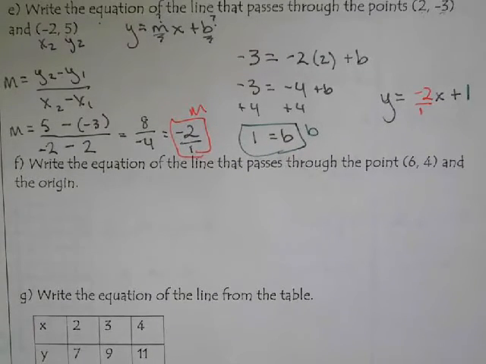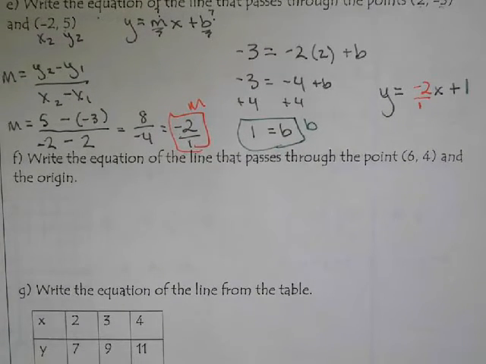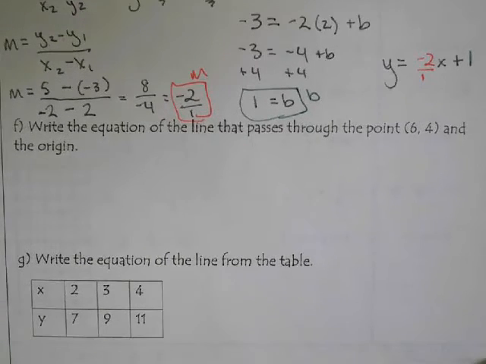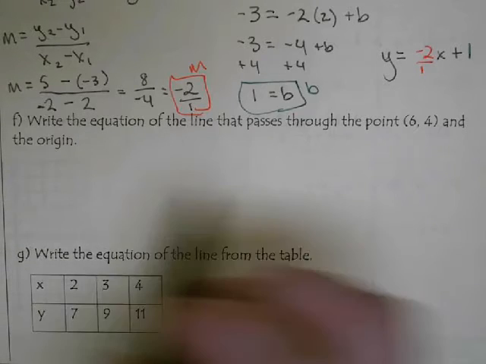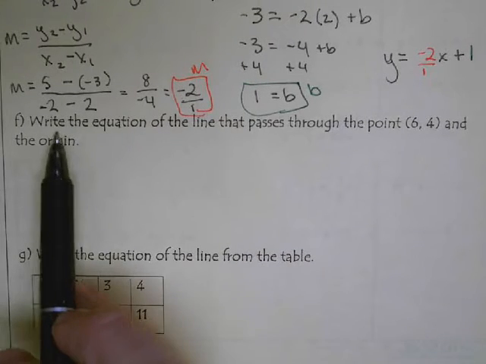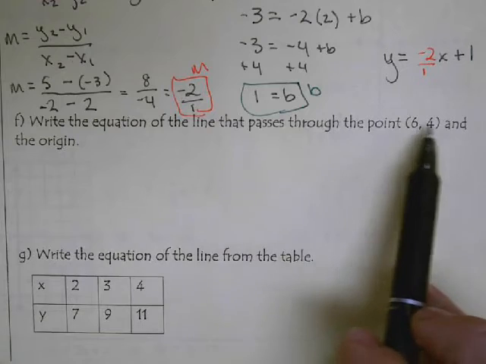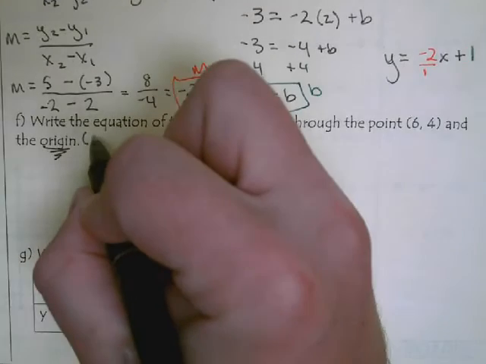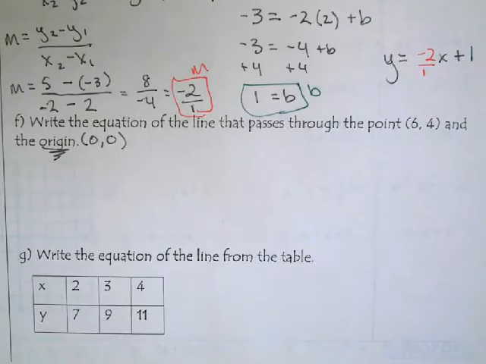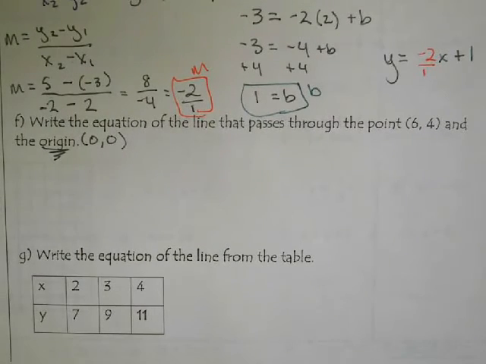Okay, so right here, I'd like you to pause. Please try F on your own, and then we'll be done with our notes. Quick note. When you read this, write the equation of a line that passes through the point 6, 4, and the origin. The origin is a word we'll need to know, and that implies that we're looking at the point 0, 0. Okay, so pause here and try this on your own.